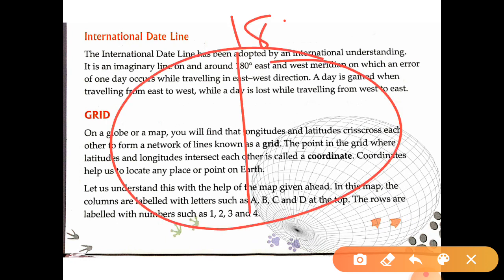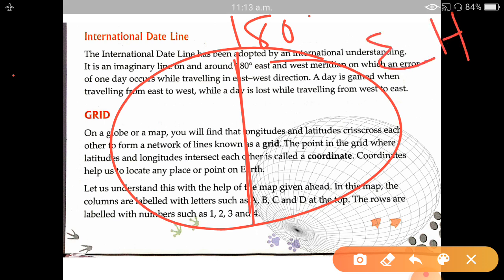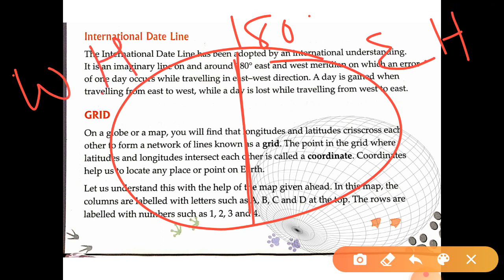Here, for example, 180 degrees is accepted by international agreement as the international dateline. There is one error which occurs while people are traveling. I will first divide the globe into two hemispheres. This one is the eastern hemisphere and this side is the western hemisphere.